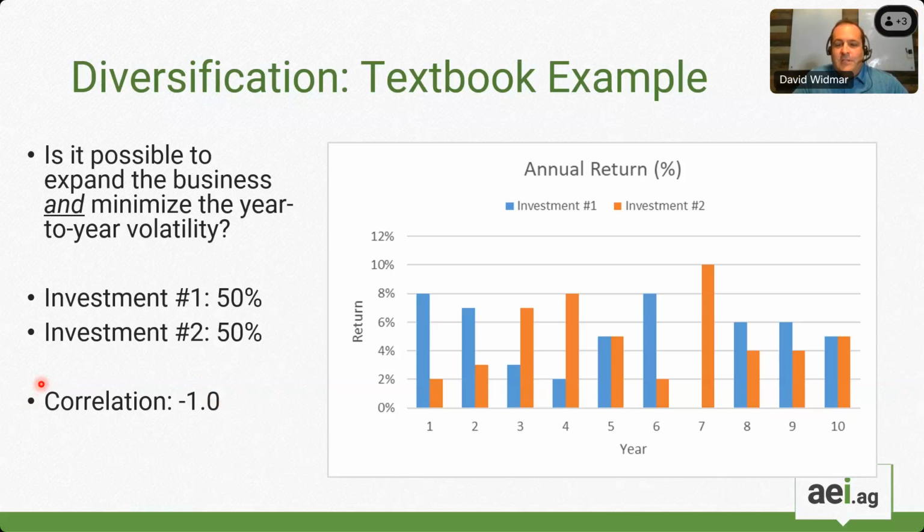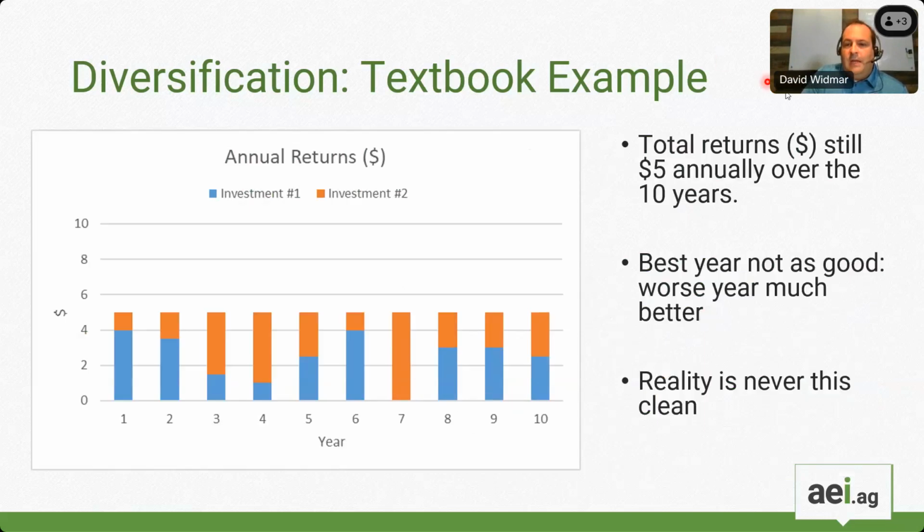But the idea here is these two activities tend to not follow the same pattern. In fact, they follow the opposite pattern. And so when one's really high, like we saw in investment one at 8%, investment number two has pretty low returns. And then when we saw investment number one really low, we had the opposite situation play out. So what we want to see here is how can we get these two things to really help offset each other.